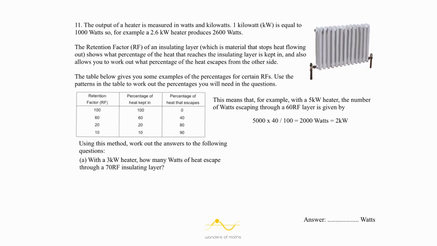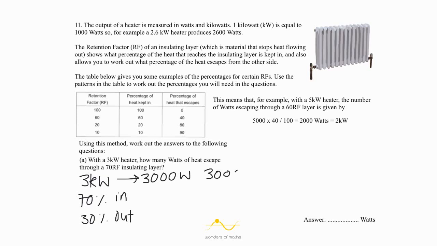The first thing we want to do is convert 3 kilowatts into watts. So we do 3 multiplied by 1,000, so we get 3,000 watts. We know that the heater is 70 RF, which means that 70% of the heat stays in and 30% of the heat goes out. To calculate our answer, we need to do 30% of 3,000. So we're going to do 3,000 multiplied by 30 over 100. Which gives us our final answer of 900 watts.